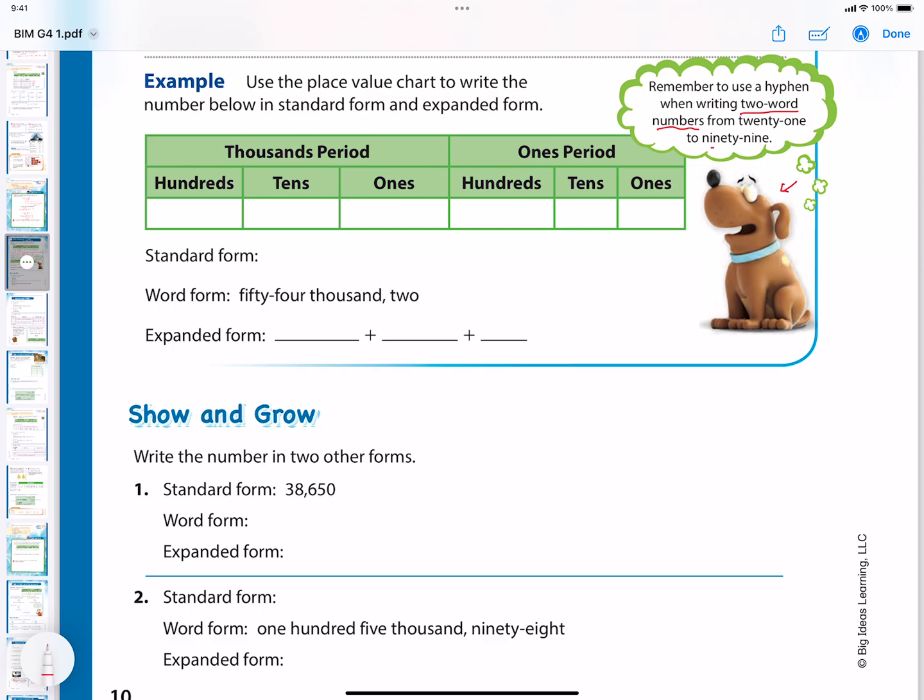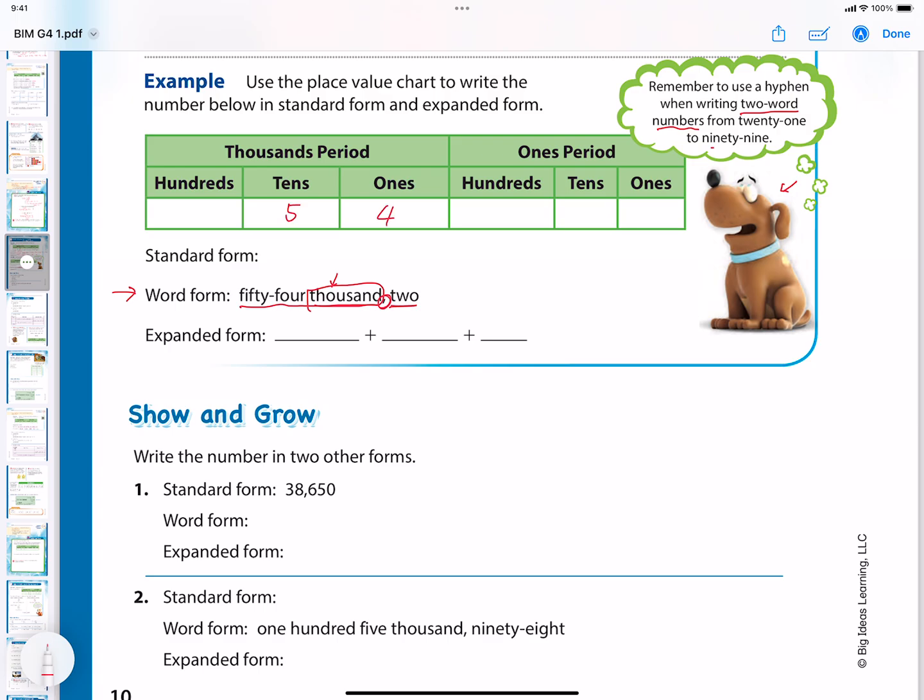All right, so they gave us a clue, which is what? The word form. 54,002. Let's see. They gave us a clue because we see what? The comma, which means they are talking about the thousands period, right? And they even gave us the 1000. So 54,000.